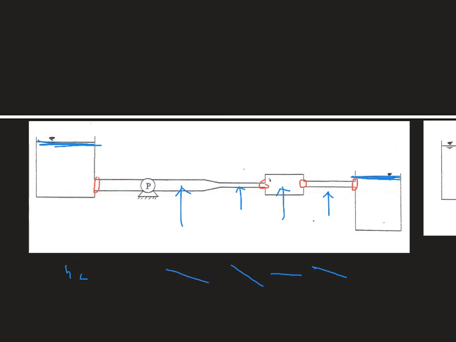So maybe like that. Okay, so kind of hard to see, but this is all based on V squared on 2G. So where the pipe is narrow is where we're going to lose the most head. Basically, narrow equals steep EGL.